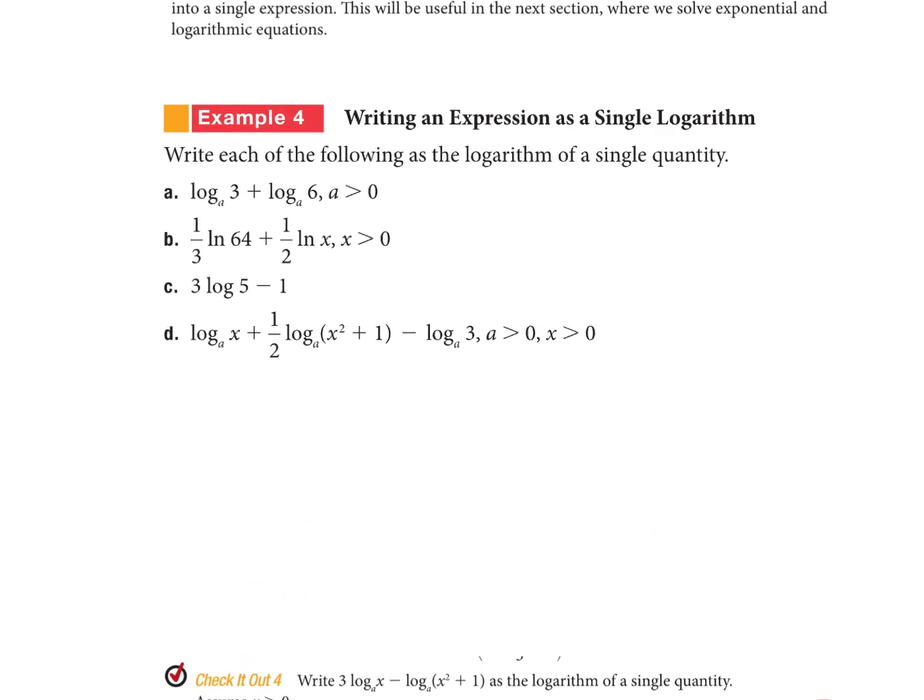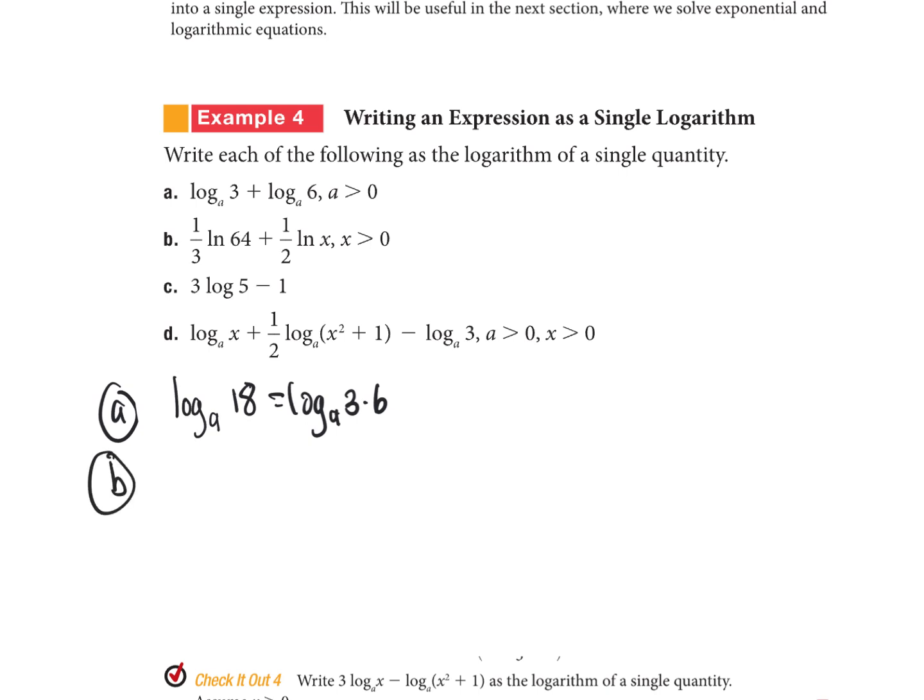Okay. All right, now we're going to use these rules backwards, and we're going to combine these into single logs. So here we're adding, so it's going to be a multiply. So this is log base a, 3 times 6, which is log base a of 18. Boom, because that's 3 times 6. Let's see that step out.